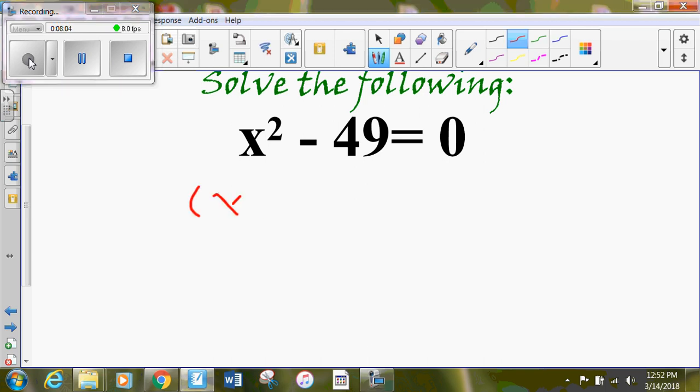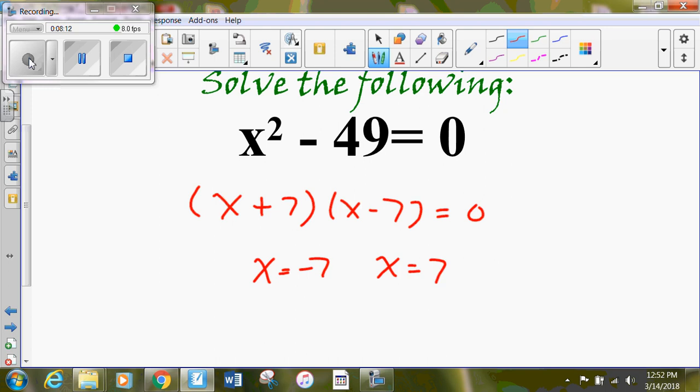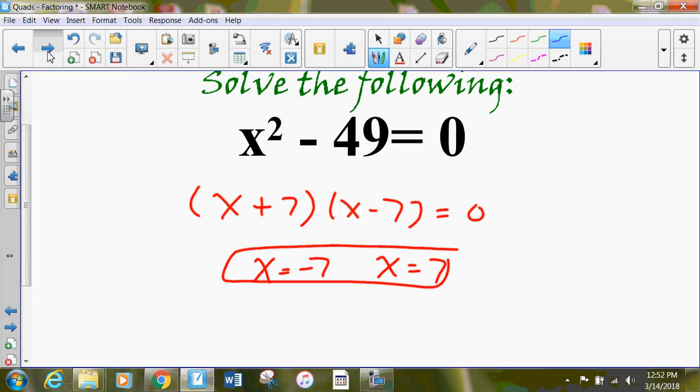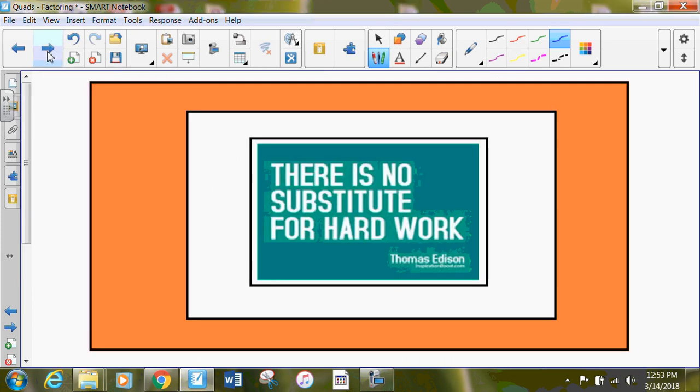All right, you factored it. It's x plus 7, x minus 7, and that means that x is either equal to -7 or +7. All right, I think that's it. I think we made it. Let's see. Yay, we made it.